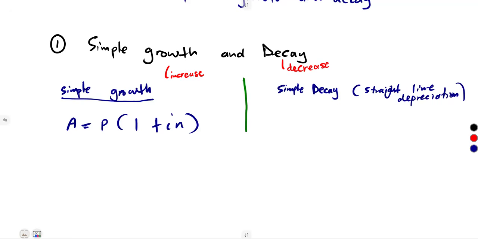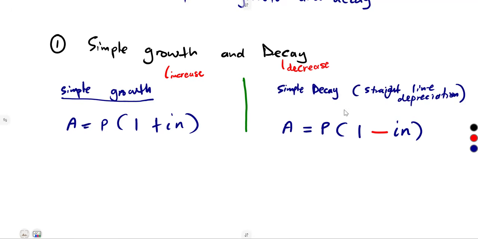That is when they say using the straight line method or straight line depreciation, they are referring to a simple decay, where our formula, this time, is going to have a negative. So it's P into 1 minus, this time we're going to subtract. So that's our formula this time for a decrease: minus for a decrease, plus for an increase.